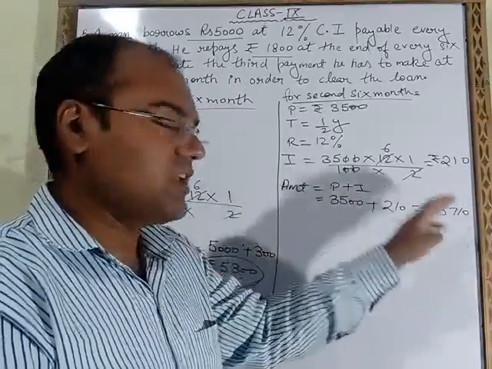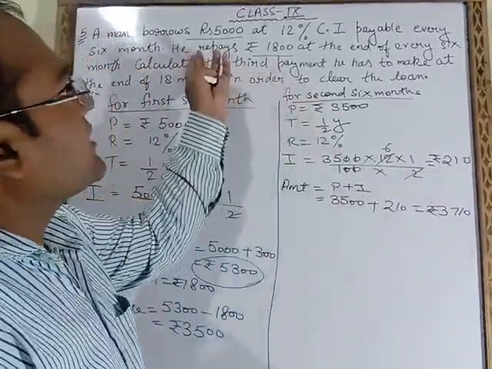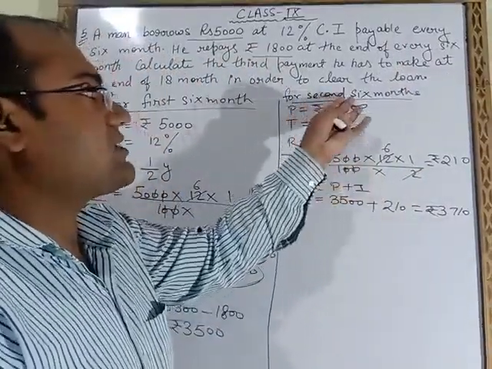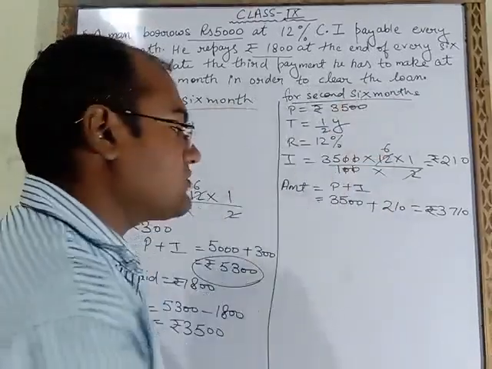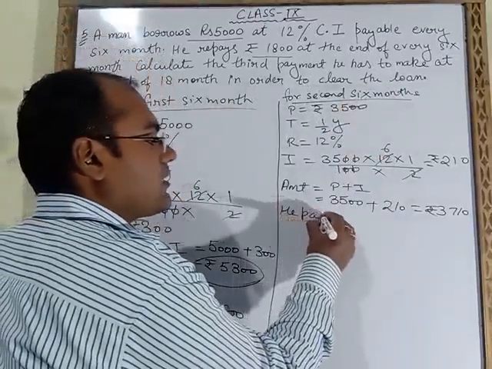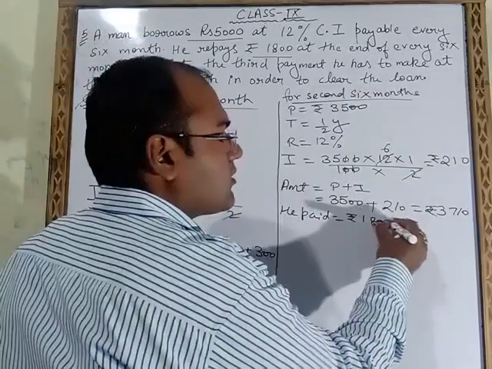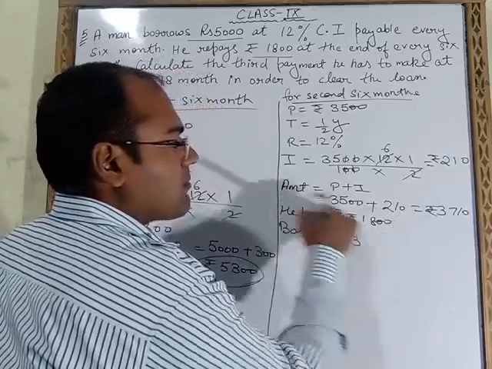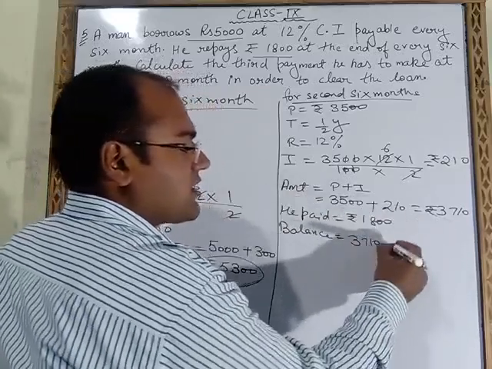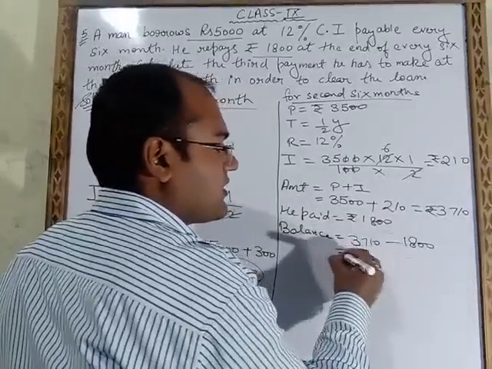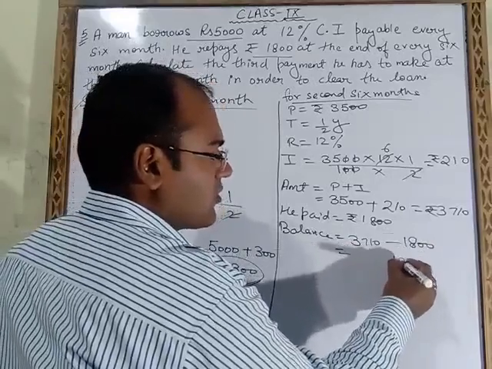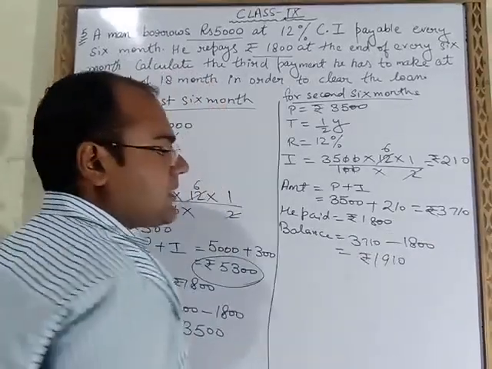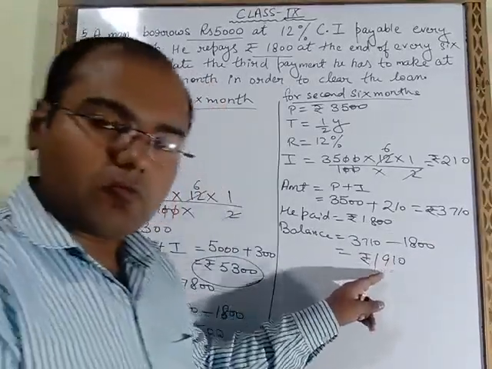So what he is doing, he repays 1,800 at the end of every 6 months. Every 6 months means after this second 6 months also he paid how much money? He paid 1,800 rupees. So now the balance will be: the total amount was 3,710, out of that he had given 1,800 rupees. So this much money is remaining now.